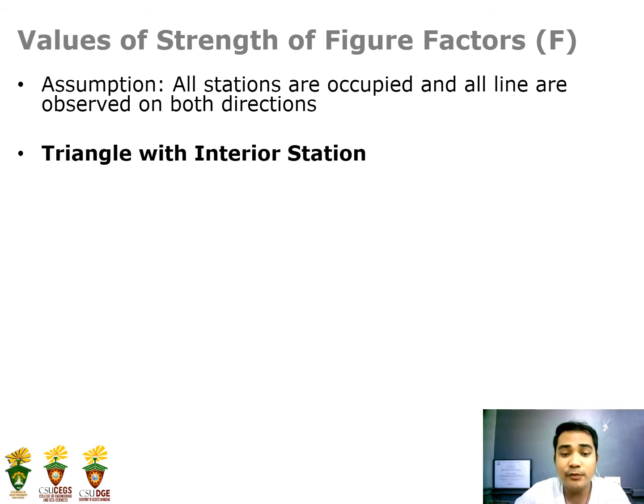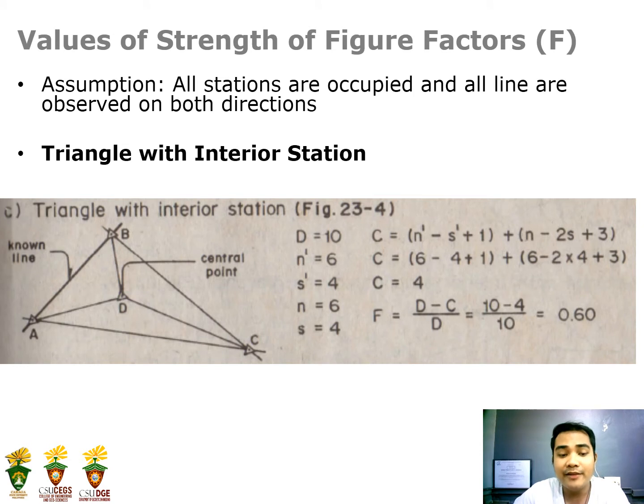Another one is the triangle with interior stations. So that is the form. And from this figure, we can say that D is equal to 10, N prime is equal to 6, S prime is equal to 4, N is equal to 6, and S is equal to 4. Using the formula for C and substituting the values we get from the figure, we can get the value for C to be 4. Then, using the formula for the strength of figure factor F, D minus C over D, 10 minus 4 over 10 is equal to 0.60.